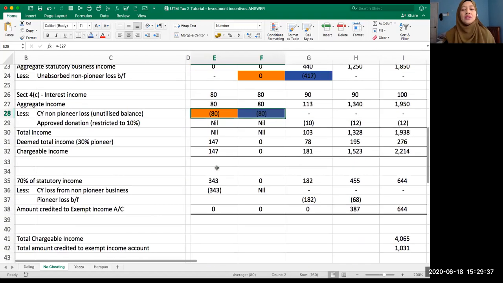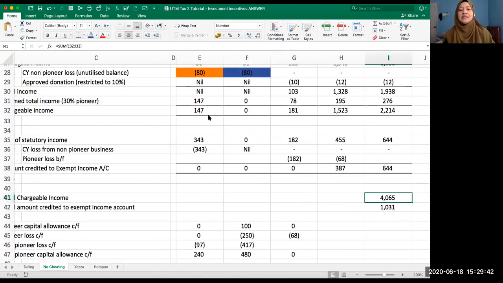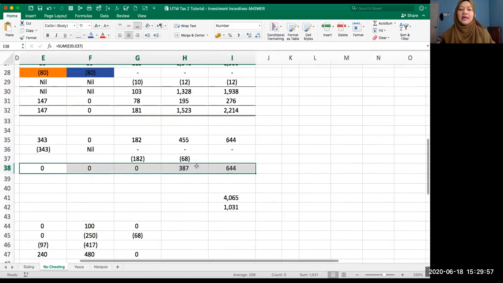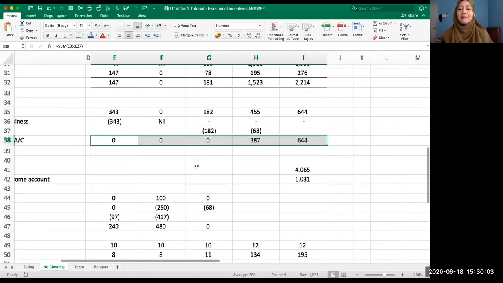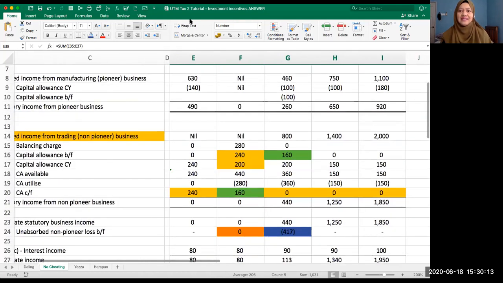All right. So your 70%, I think is clear. So in this case, if you look at the total chargeable income, what you do is that you take the total for the 5 years period. So your total chargeable income is 4065 for the 5 years period. And then the amount credited to account is, how much is that for 5 years period? So you total lah dua ni. All right, so you should get 1031. Yeah, so that is your total exempt income. So when you do later ITA, you're going to combine these two figures. Yeah, all right. So that is on your no cheating, Cynthia Berhad.